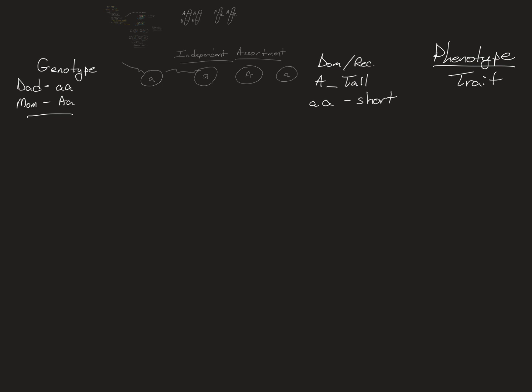If we have mom, she can give a big A or a little a. Those are two options for mom. Dad can give a little a or a little a. It really doesn't have much of an option, but there it is. So you can make 4 different kinds of people, and plants in this case. Sorry, there's 4 different combinations we can make.